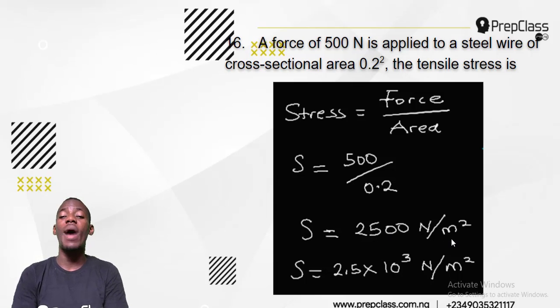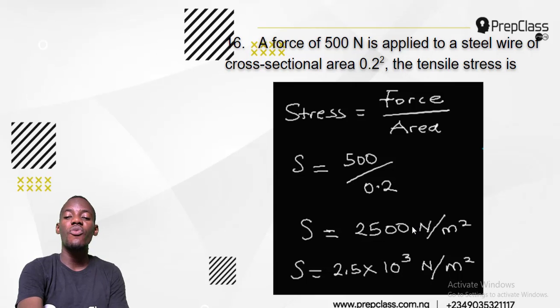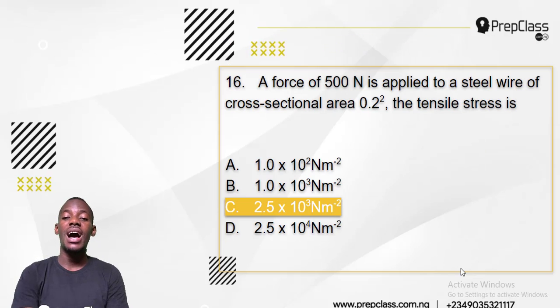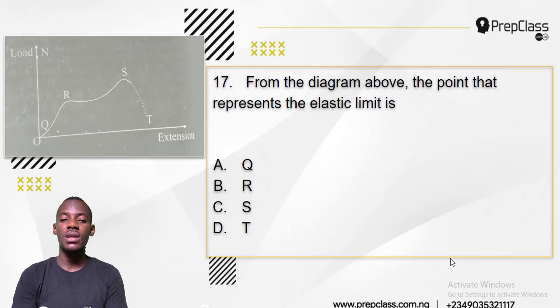That is the answer. But JAMB and WAEC always prefer that you put your answer in standard form. To do that, there's a point at the end of every number. Move the point to the back of the first number: 1, 2, 3, I move 3 times. That becomes 2.5 times 10 to the power 3 Newton per meter squared. And that is the stress, which means the answer is option C. Full stop. Easy.